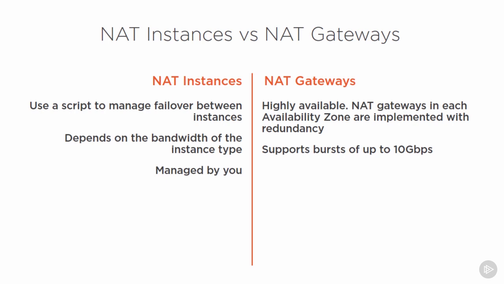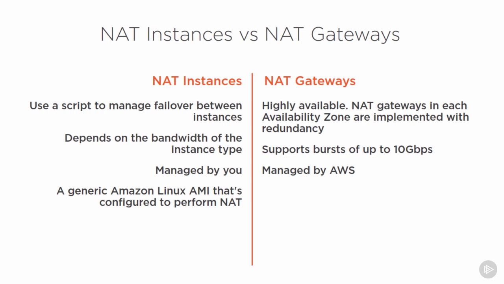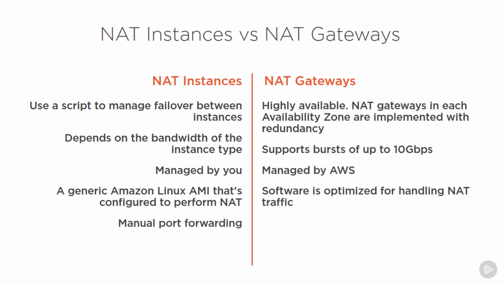Again, from a management perspective, the NAT instance is managed by you, which means there is a server out there that you're configuring as a NAT. You still are responsible for the software updates, the operating system patches, and for troubleshooting it, etc. With a NAT gateway, it's completely managed by AWS. And just to drive the point home, the NAT instance is a generic Amazon Linux AMI that's configured to perform NAT functions, whereas this is software that's optimized specifically to handle NAT traffic. So this is how they differ.